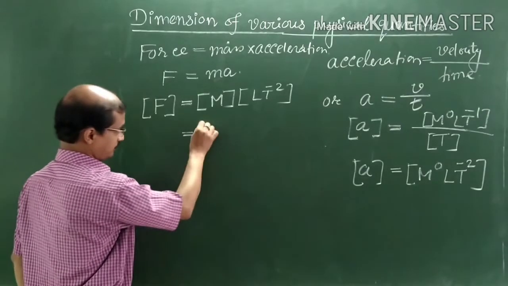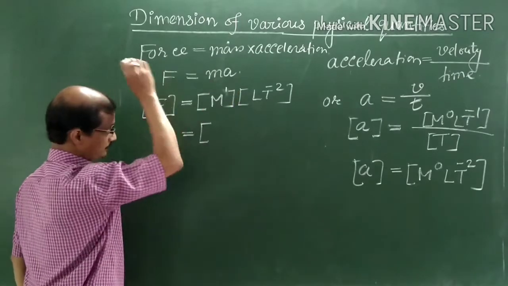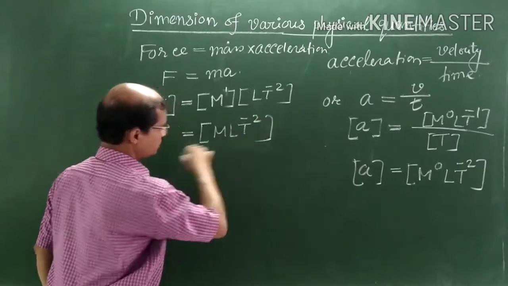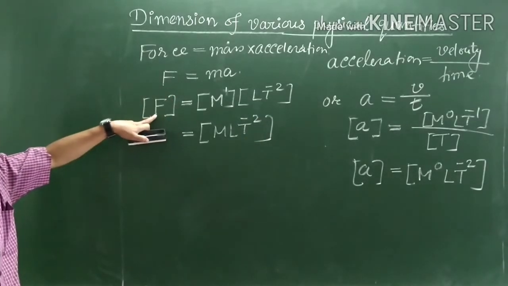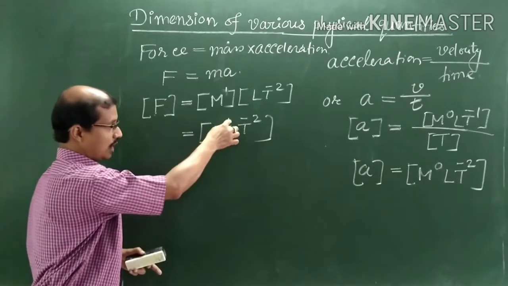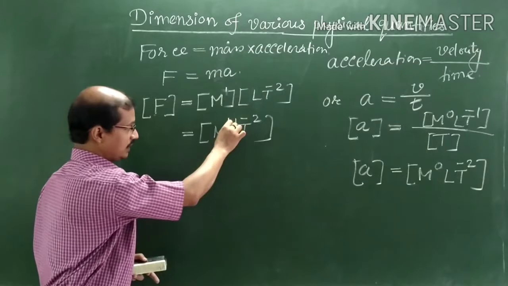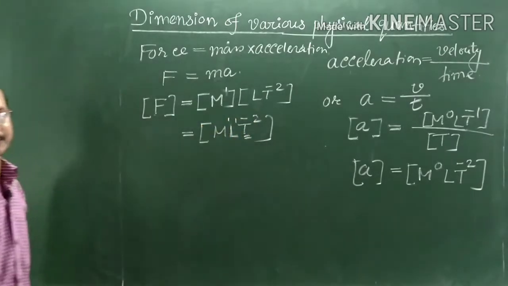After simplifying, you will get m, and what is the power of m? Power of m is 1. So you can write m L t inverse 2. So the dimension of force is: what do we write? 1 in mass, we have used first power for mass, 1 in length and -2 in time. Okay?